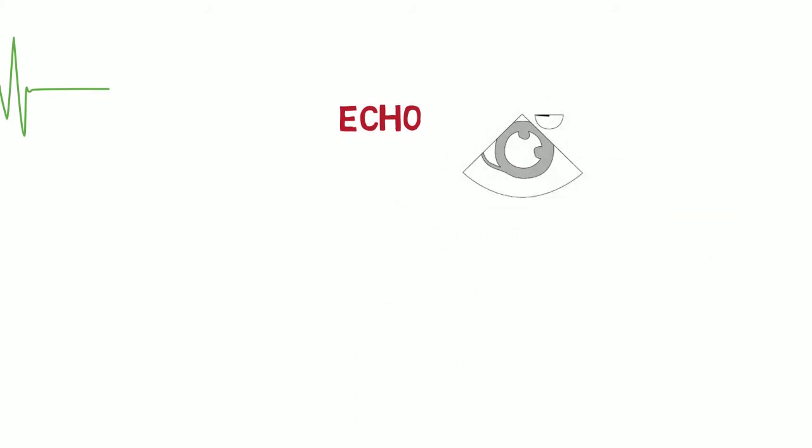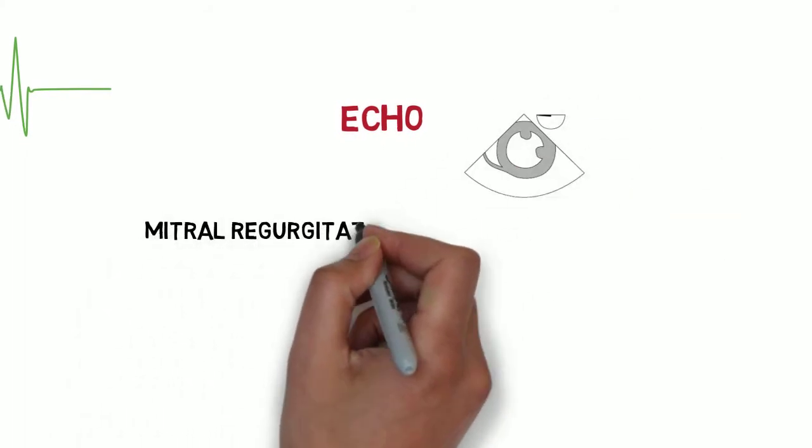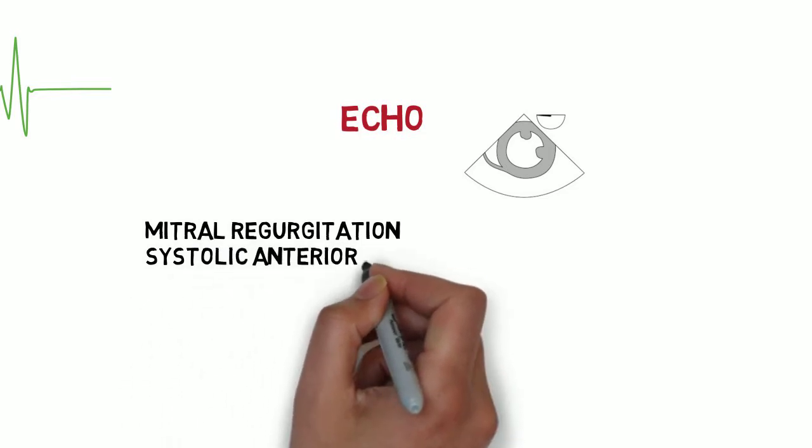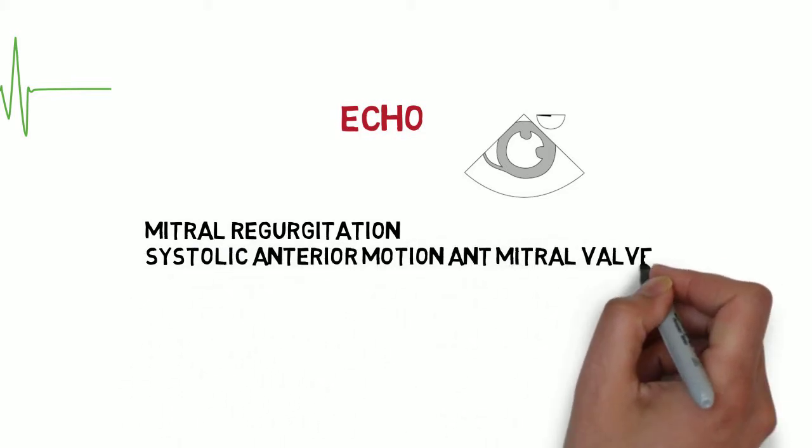And echo findings are: there may be mitral regurgitation, systolic anterior motion of the anterior mitral valve leaflet, and there may be asymmetric hypertrophy.